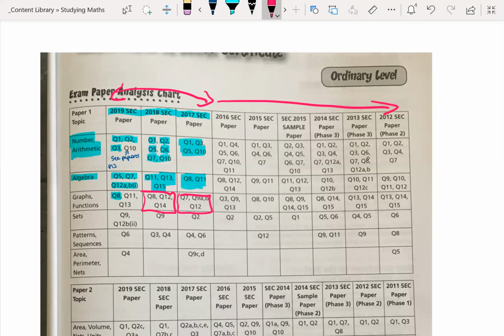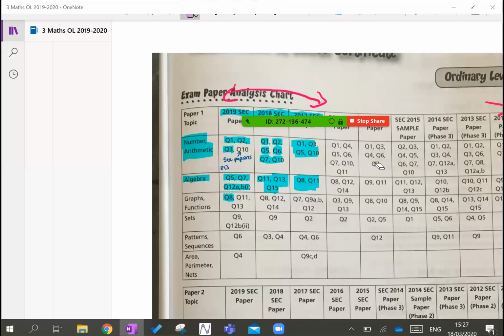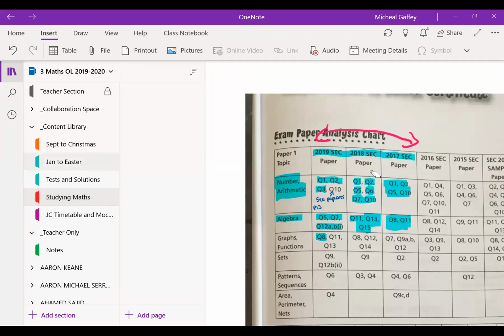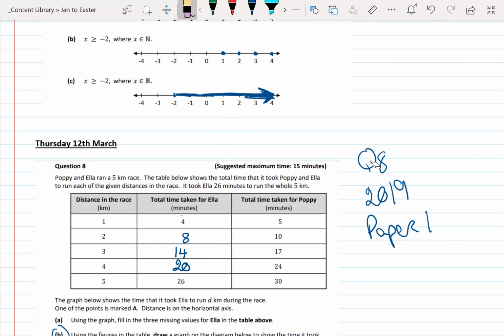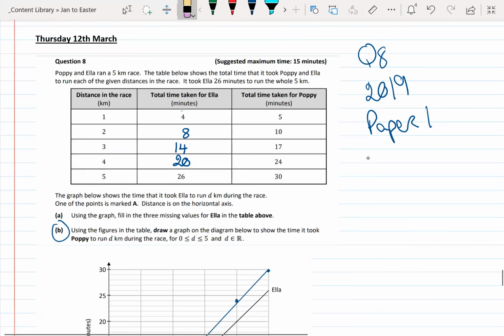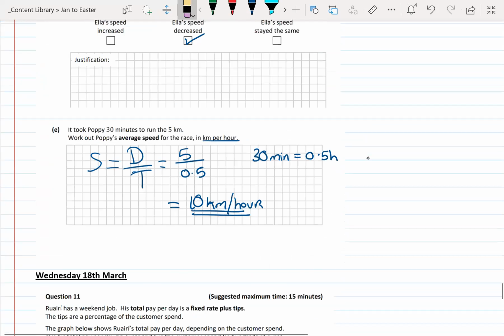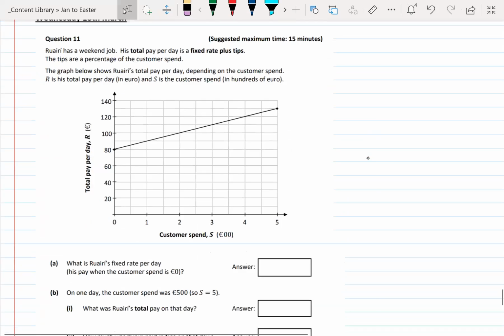If you get stuck on any question at all, just email me with the question and I will get back to you about it, okay? So back to what we're going to look at here today. We're going to look at question 11 and 13, 2019, paper 1. That was question 8 from 2019. As I said, we did that in class. Now, here we are today, question 11.